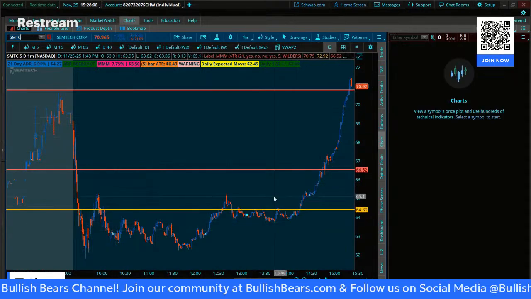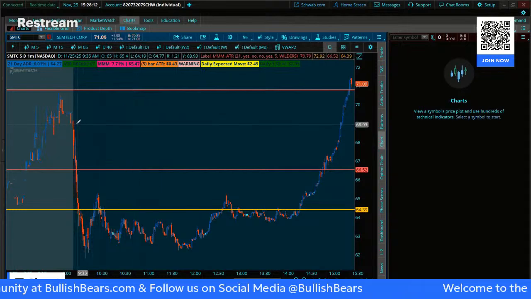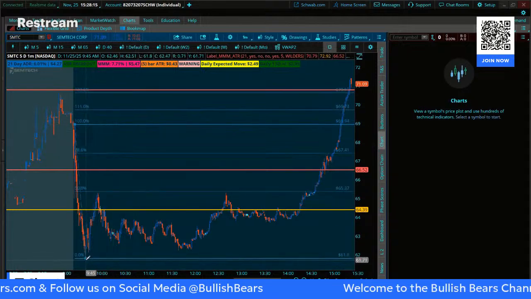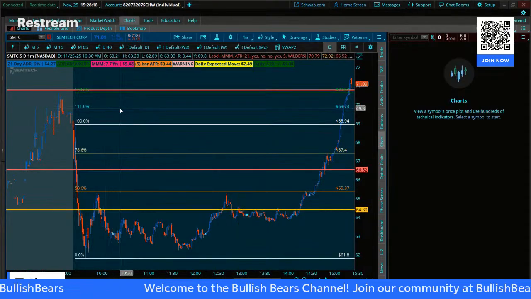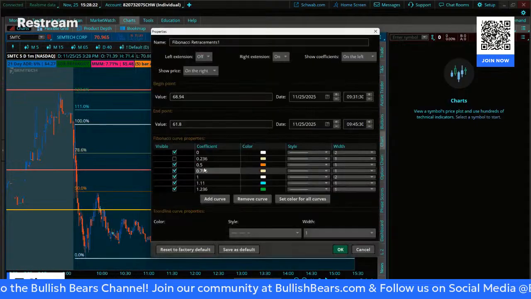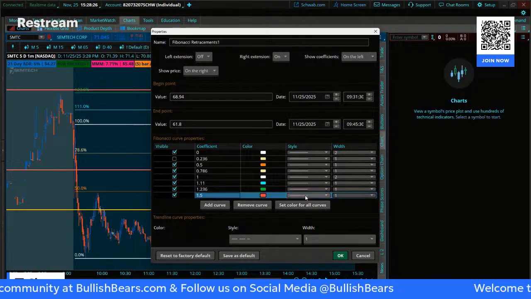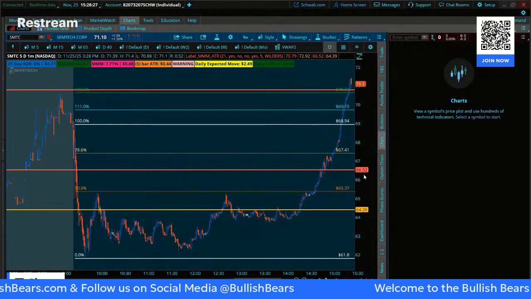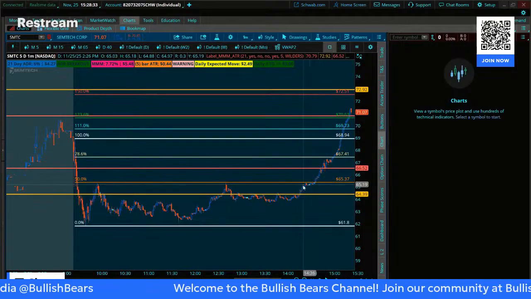Nice cup. Look at that. Really nice cup. Run it from high of day to low of day, and there's your projections with the 786 and the 111, 1236, and add the half because it's a cup. Cups get halves. Halves way up there. Didn't make it to half.